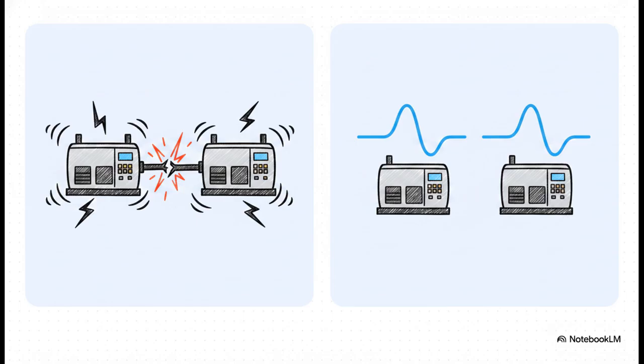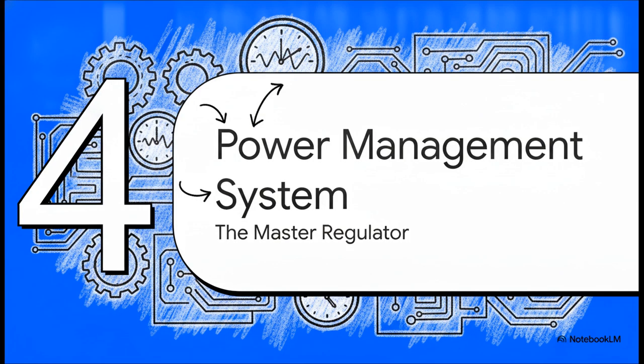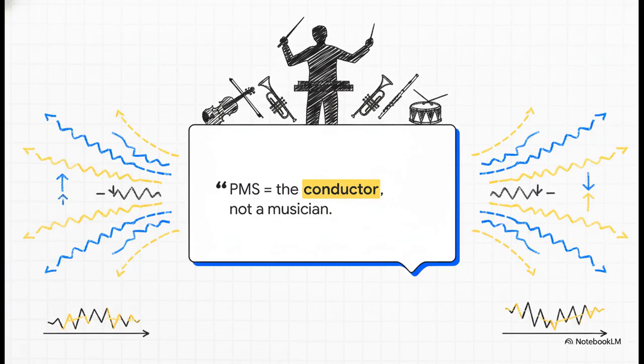It's pretty brilliant. Which brings us to Section 4, the power management system, the master regulator. Since droop intentionally allows that steady-state frequency to drift a bit over time, we need a macro solution. Enter the PMS. You can think of the PMS like an orchestra conductor.